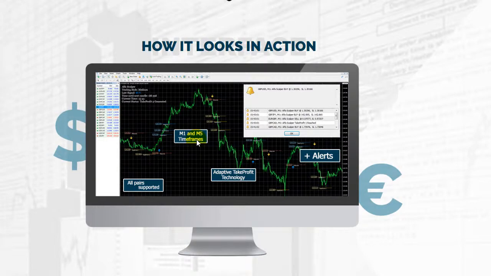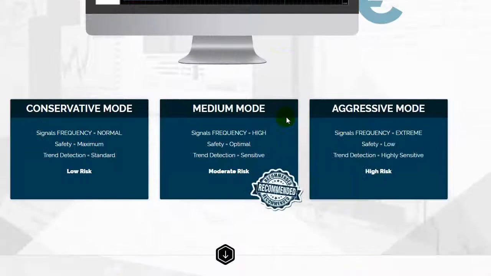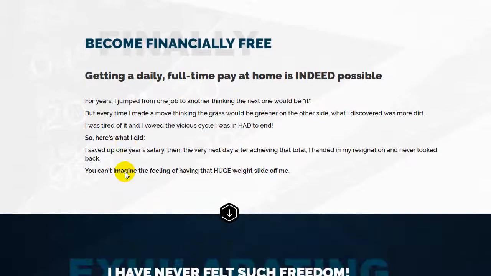1-minute, 5-minute charts, alerts, nothing different. Every strategy he offers is just like this. The 3 different modes: aggressive, medium, conservative. Same thing as always. Let me see if there's anything here. Okay.